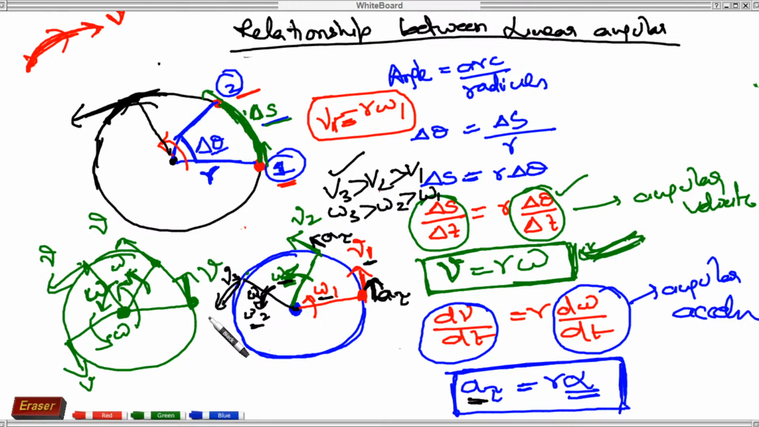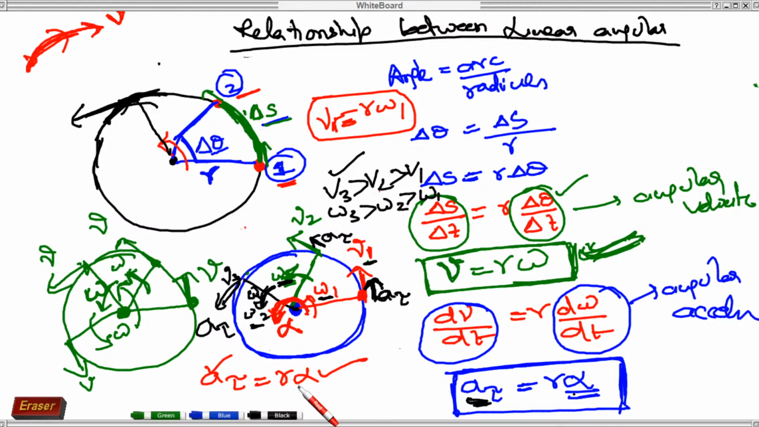So this is AT, and this omega is also increasing, so there is angular acceleration. What is the angular acceleration? That is alpha, because angular acceleration is also increasing. So AT is equal to R alpha. It means if we know the tangential acceleration, we can find out the angular acceleration, and if we know the angular acceleration, we can find out the tangential acceleration.